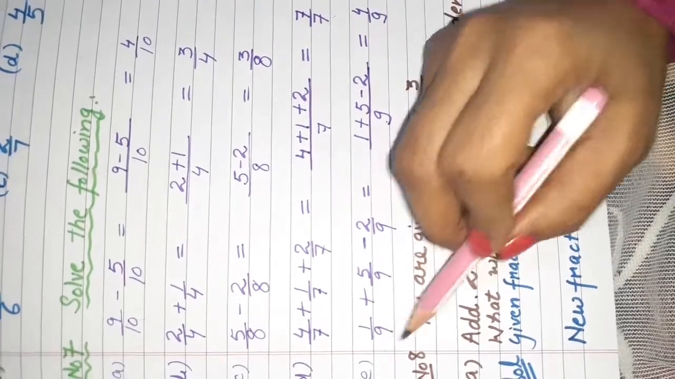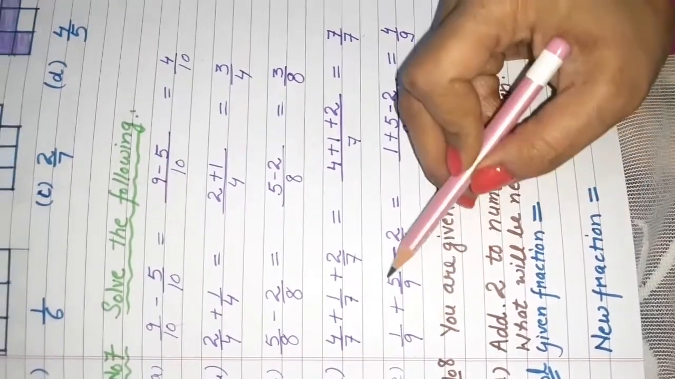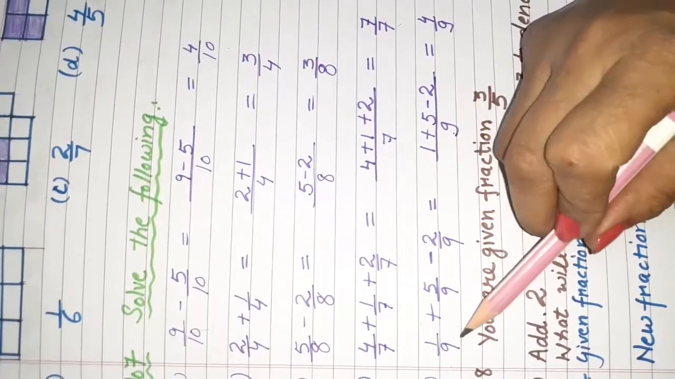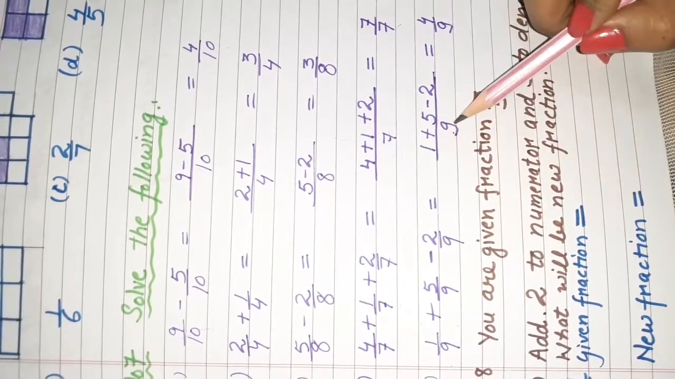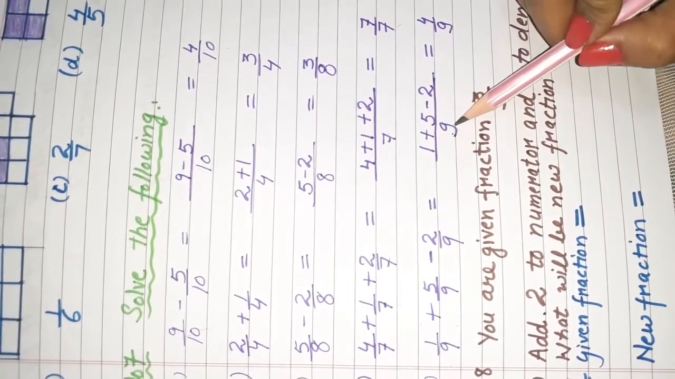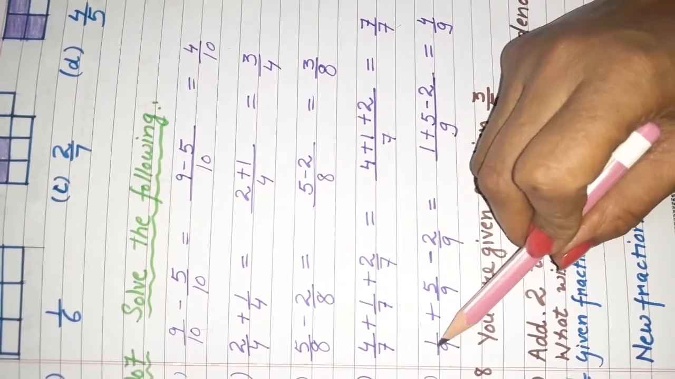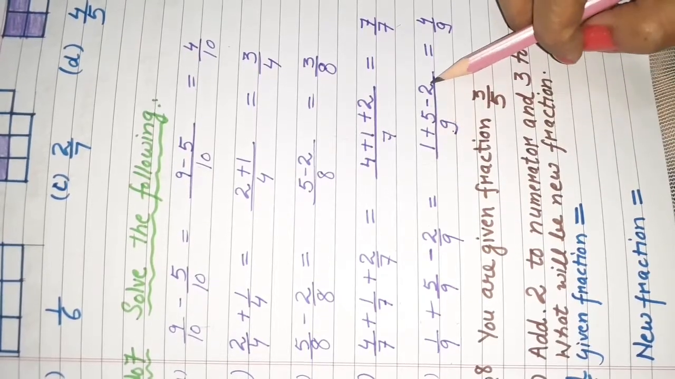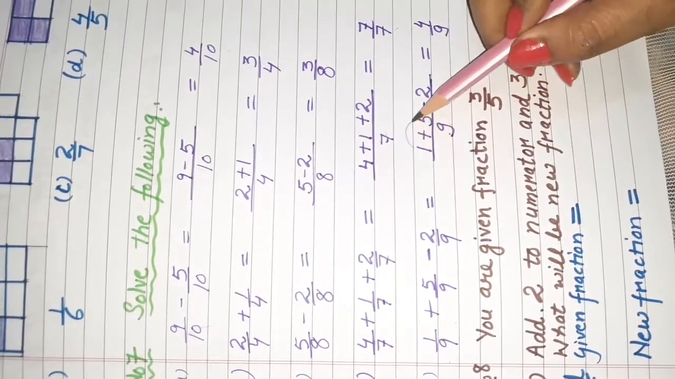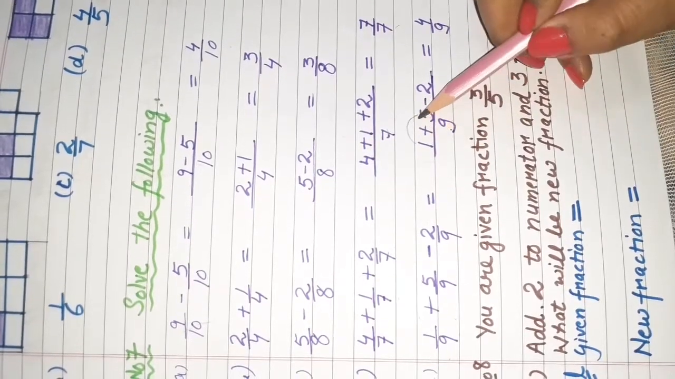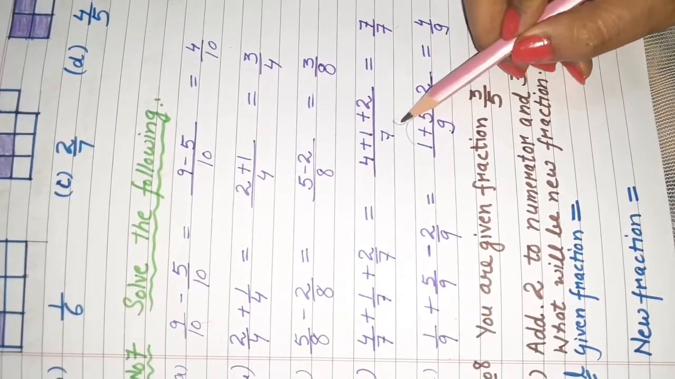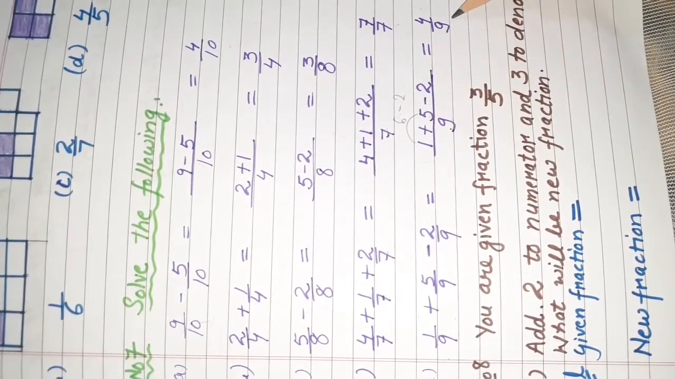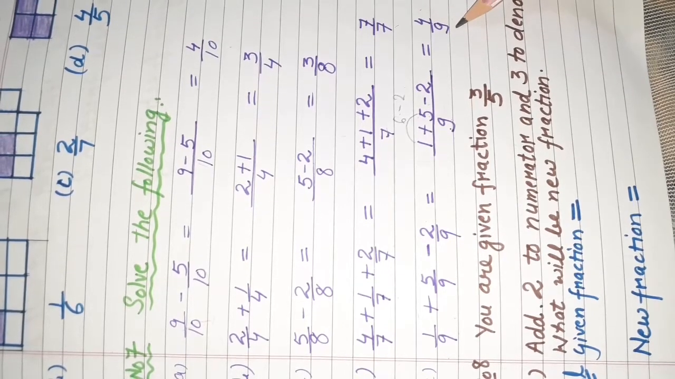Now in E part, here 1/9, 5/9, and then you have to subtract 2/9. Okay, so again we will have same denominator as 9. We will write in next step your 9 and then we will write their numerators. So 1 plus 5 minus 2. Now you have to add 1 plus 5 is your 6. Then from 6 you have to subtract this 2. So 6 minus 2 is your 4. So here is your answer, 4/9.